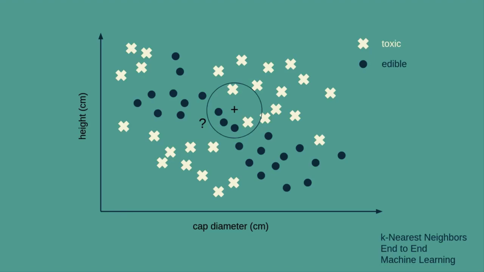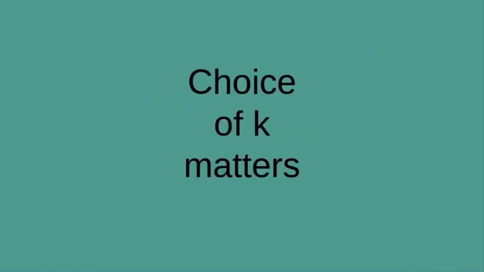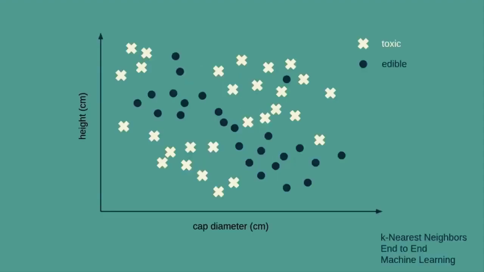But this illustrates the concept of k nearest neighbors. You find the nearest k data points and you have them vote on what the winning category is. Now, the choice of k makes a difference. Let's say we also in this data set had an edible mushroom that we had found that has a cap diameter and height that places it out here amidst the other toxic mushrooms.